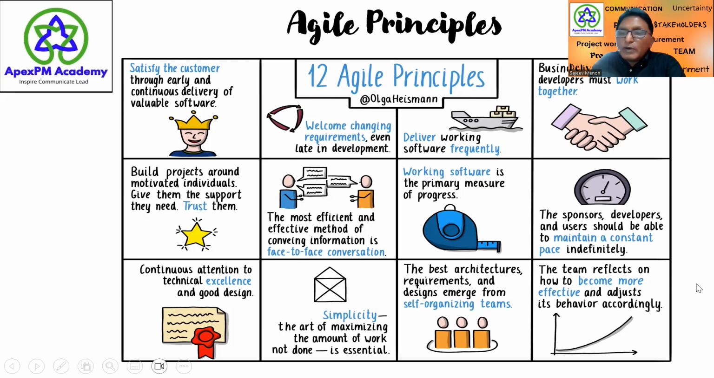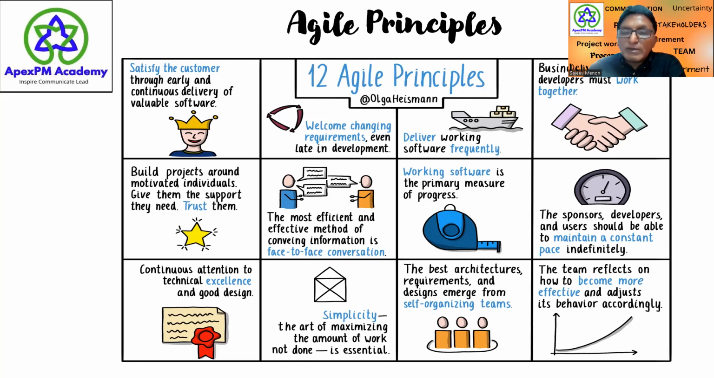The eighth principle is about maintaining a constant pace so that your team is not tired at the end of an iteration, so that you maintain a constant velocity and can produce the same number of story points in every iteration. So the constant pace is the eighth principle. The next principle is about continuous attention to technical excellence, so continuous learning and improvement. Then you have the next principle about simplicity, keeping things simple, maximizing the amount of work not done.